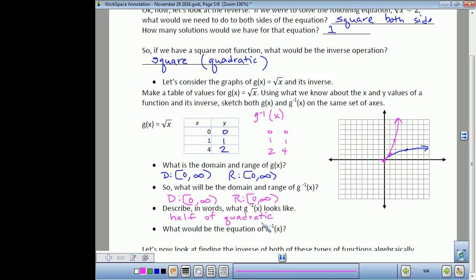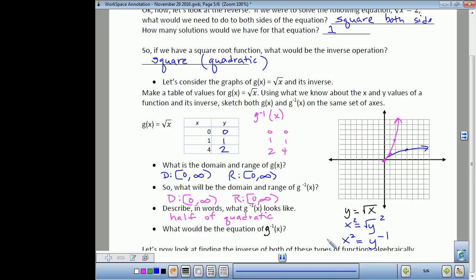So what would the equation of the inverse of this function look like? This should be g of x. If this is our function, g of x, we can say it's y equals the square root of x. We switch the x and y to solve. And then we would square both sides. x squared equals the inverse.